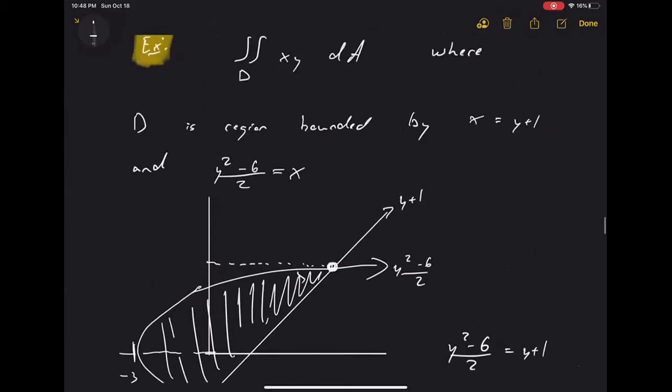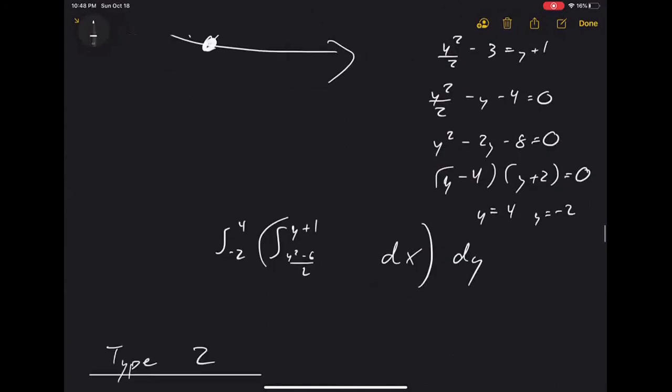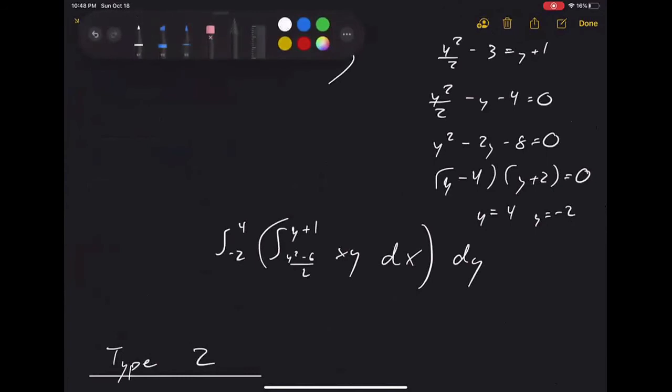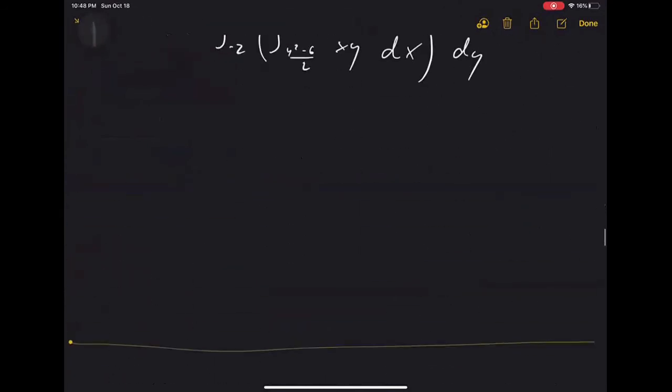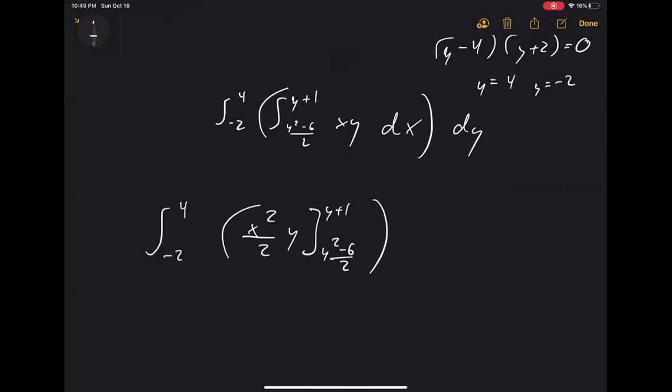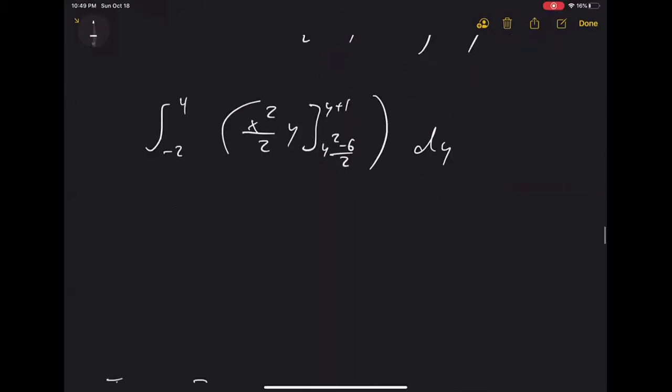And then let's see, what am I integrating? I'm integrating the function xy there. So I've set up my integral, which will probably be the hardest part of these for you guys. And then it's just integrating as normal. So what am I integrating with respect to first? X. So I get x squared over 2y from y plus 1 to y squared minus 6 over 2. This could be a little ugly here. Plugging in my bounds.